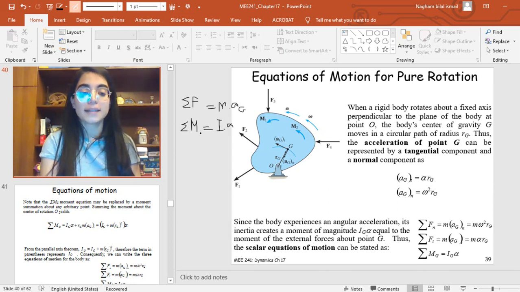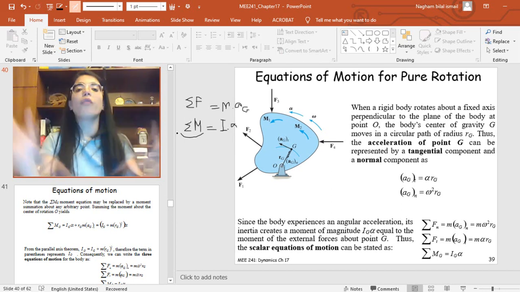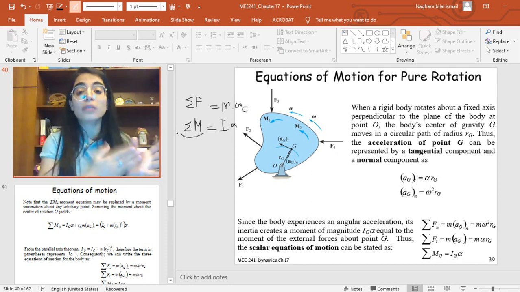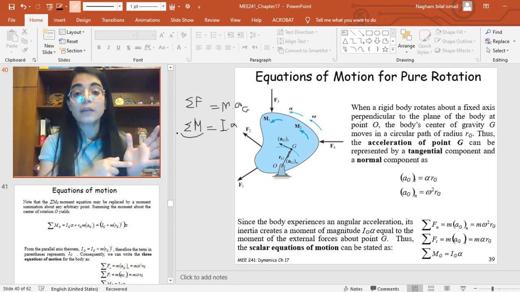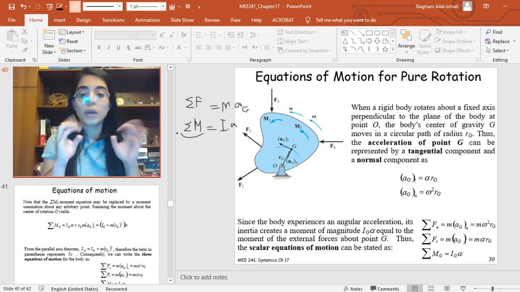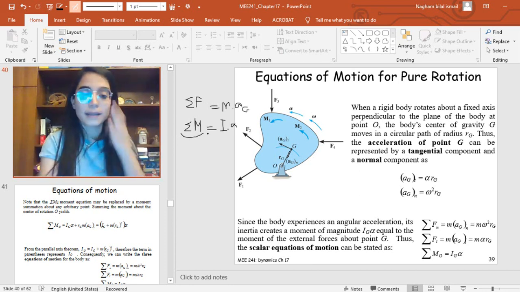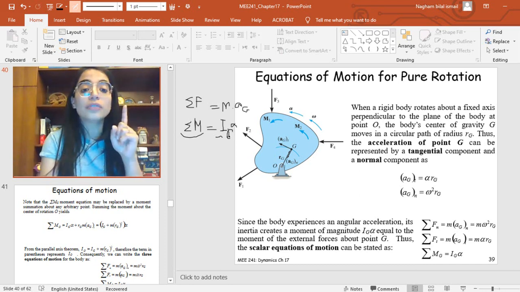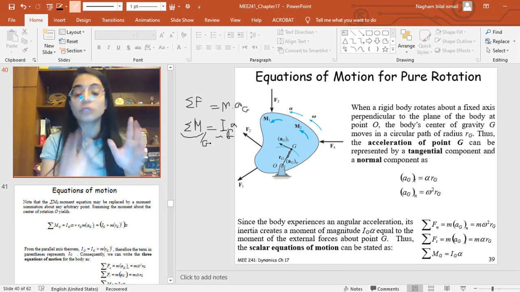Now, what is this term? It's the sum of all the moments exerted on this body with respect to an axis that is perpendicular to this body passing through the center of mass G. What is I? I is the moment of inertia around G. Don't forget that this is around G because I'm searching now for the moments around G.